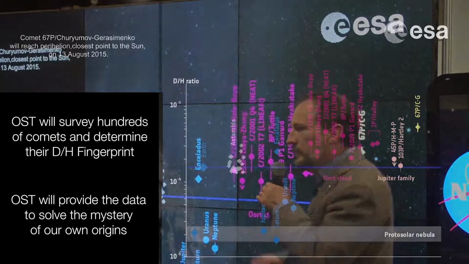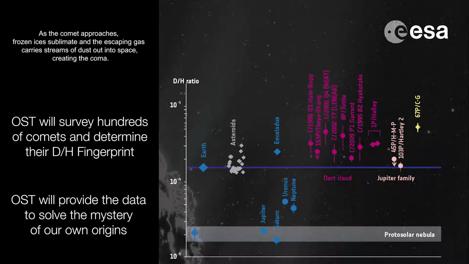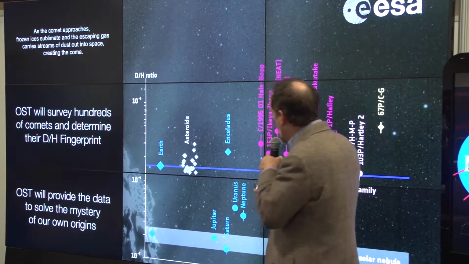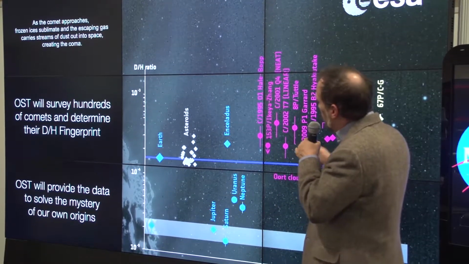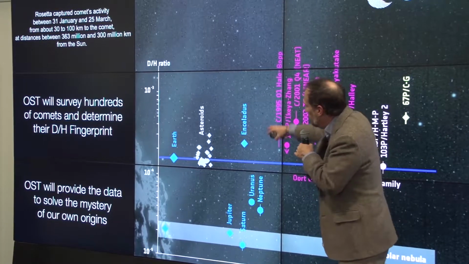And the way we do that is to use the deuterium fingerprint. The Earth has an excess of deuterium in its water. So this is a plot of deuterium to hydrogen in water in various bodies, for the most part, at least the ones that are up here.